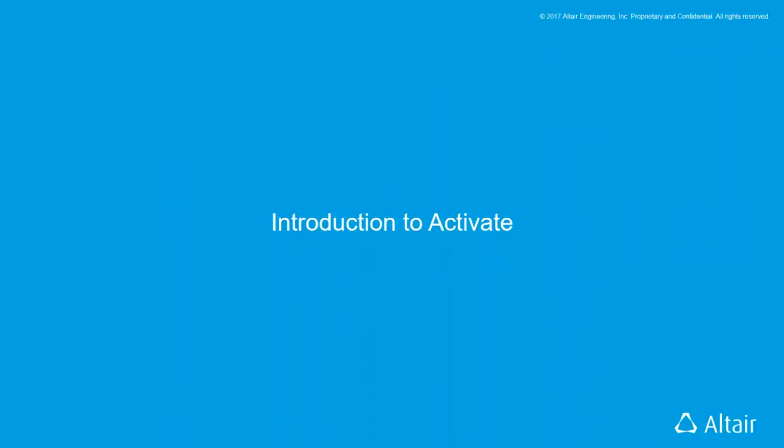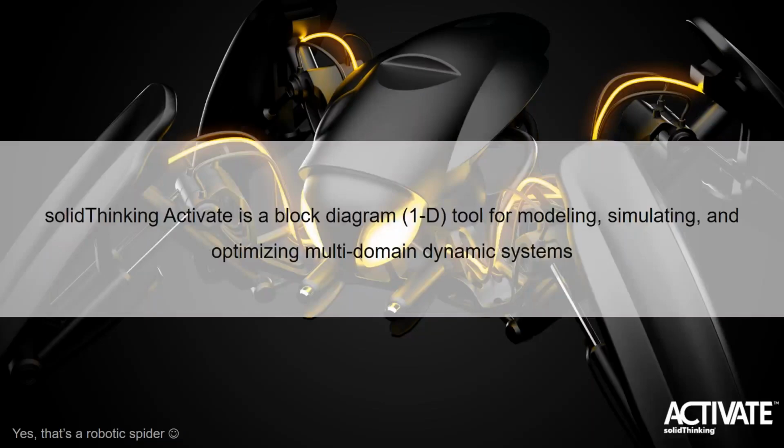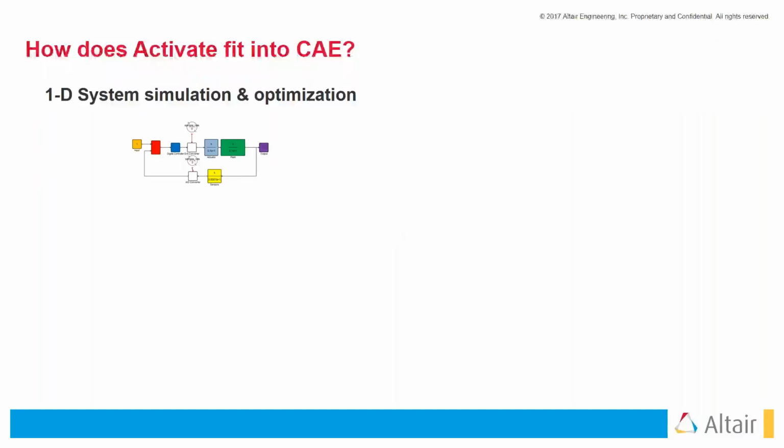Okay, so let me give an introduction to Activate. Activate is a block diagram environment for modeling, simulating, and optimizing multi-body systems. So how does Activate fit into CAE? Basically, 1D system simulation and optimization.